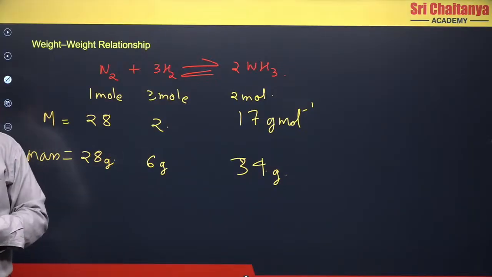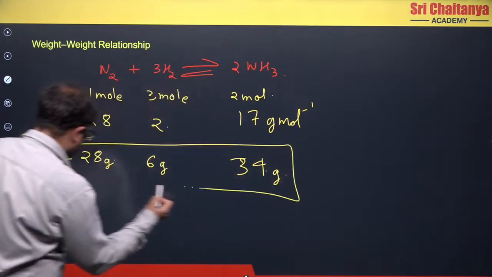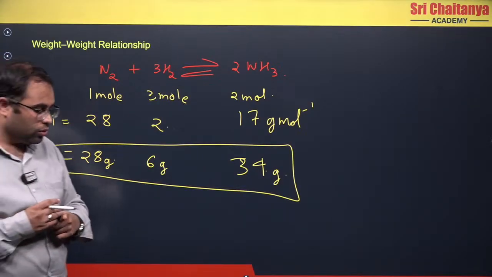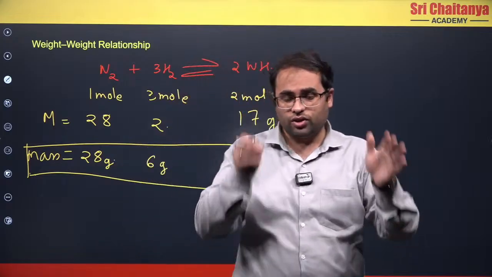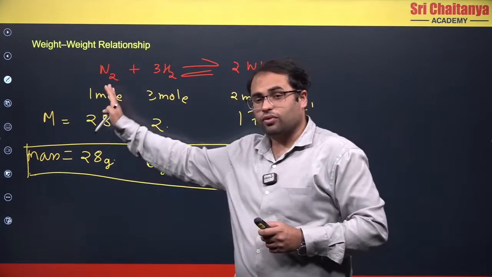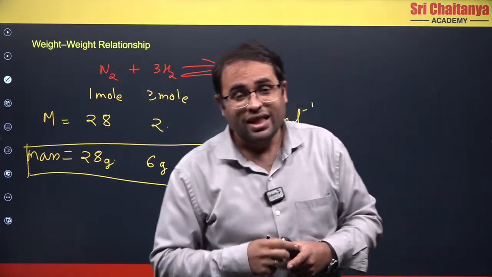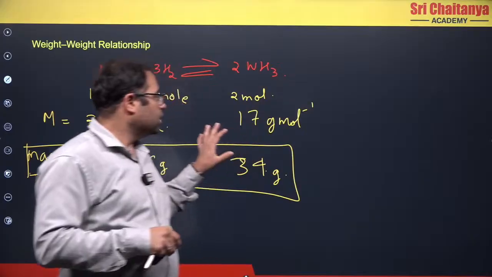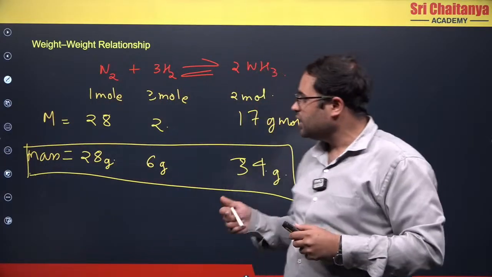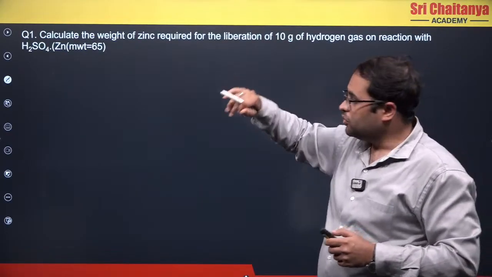So this is the mass relationship, right? This is what I mean by the mass relationship. If I have in a vessel 28 grams of nitrogen and to that I add 6 grams of hydrogen, then I'm bound to get 34 grams of ammonia. That is what I mean to say, and this is called your mass or weight relationship. Let us have a question on that.